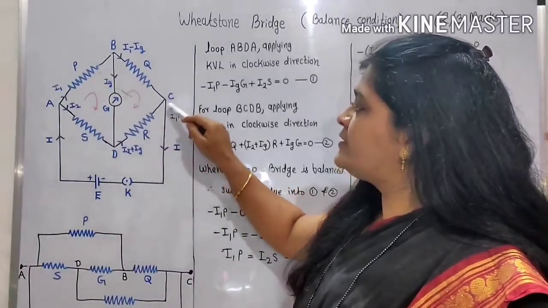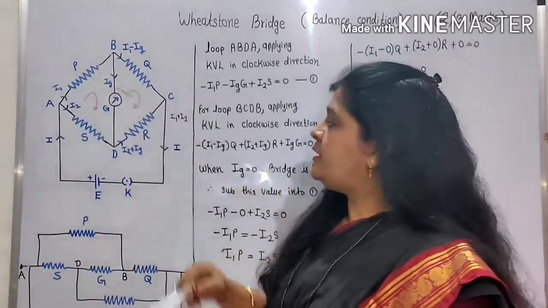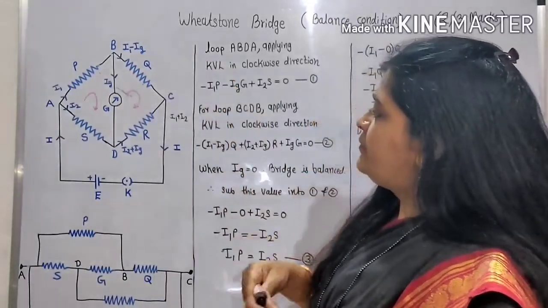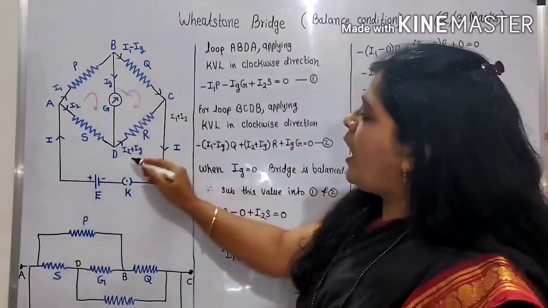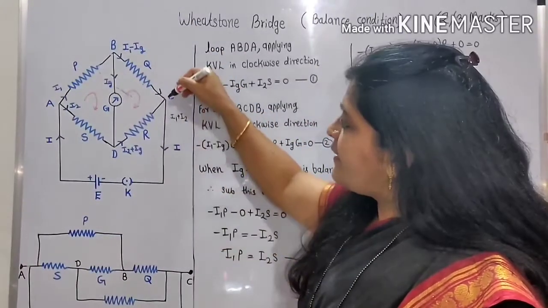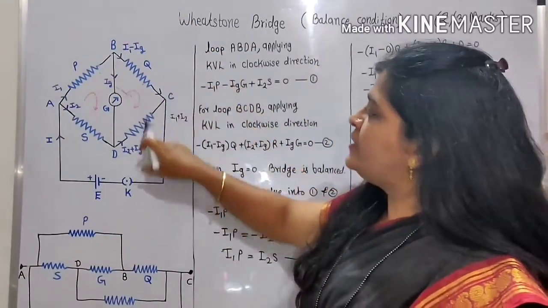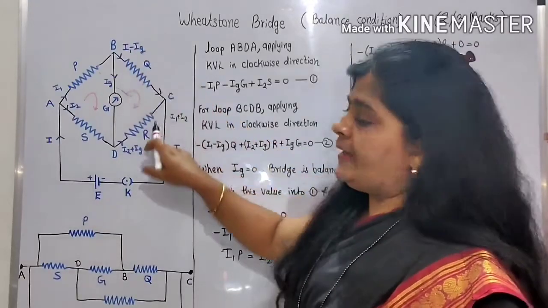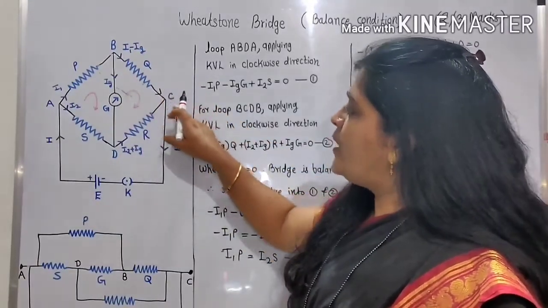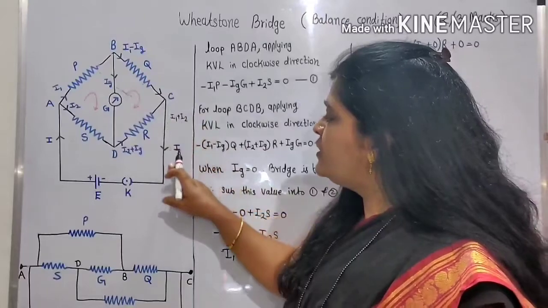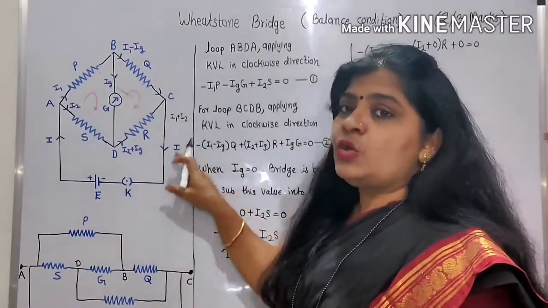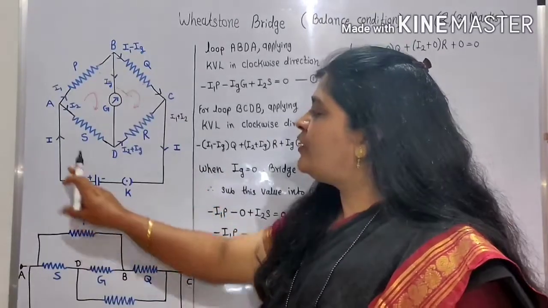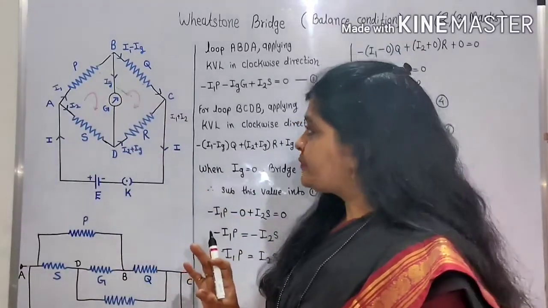At junction C, 2 currents meet at this point, that is I1 minus IG and I2 plus IG. On addition, IG minus IG gets cancelled and the sum is I1 plus I2, which flows through this branch. And this I1 plus I2 gives the total current I, which again flows through the external circuit.